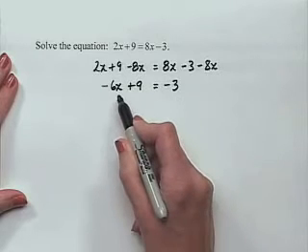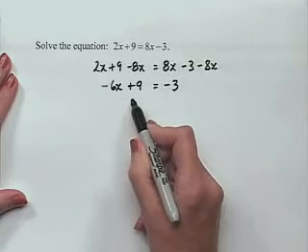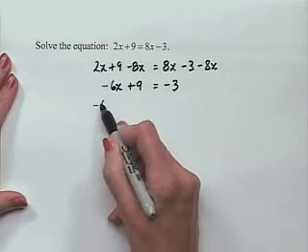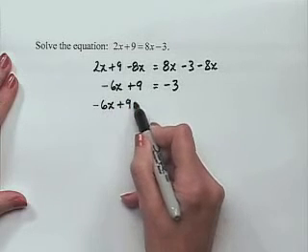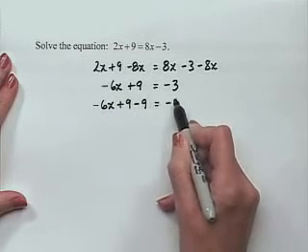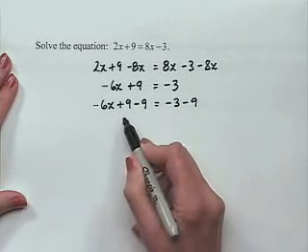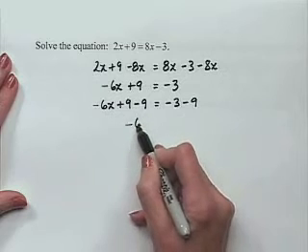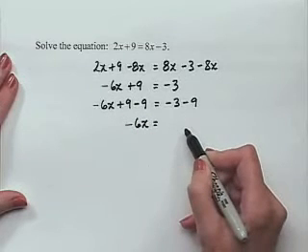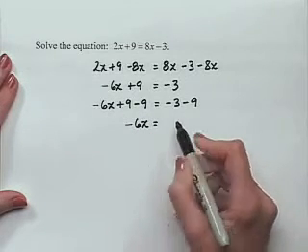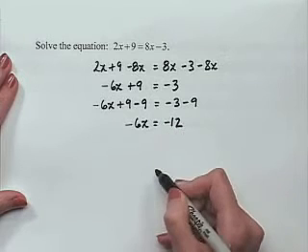Now to isolate the x term, we're going to subtract 9 from both sides of the equation. Negative 6x plus 9 minus 9 equals negative 3 minus 9. On the left-hand side of the equation, the 9's subtract out, leaving us with negative 6x. On the right-hand side of the equation, negative 3 minus 9 is negative 12.